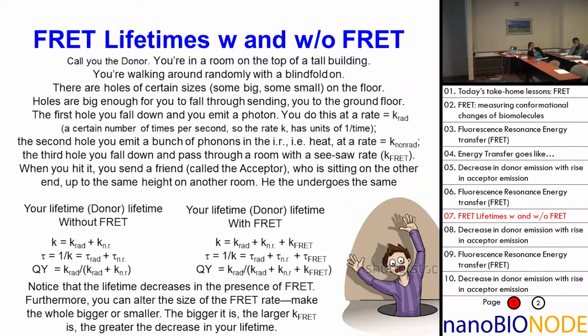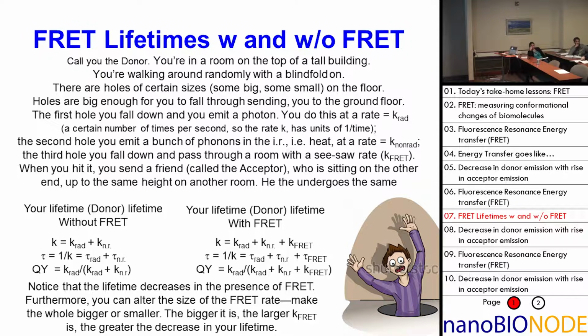And so K is the sum of all of these. And so K, we said for the donor was just this, but when we have K for the acceptor, the donor now in the presence of acceptor, is equal to 1 over K radiative plus K heat plus K FRET.